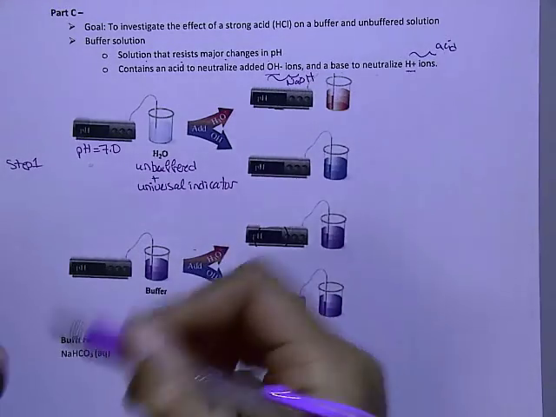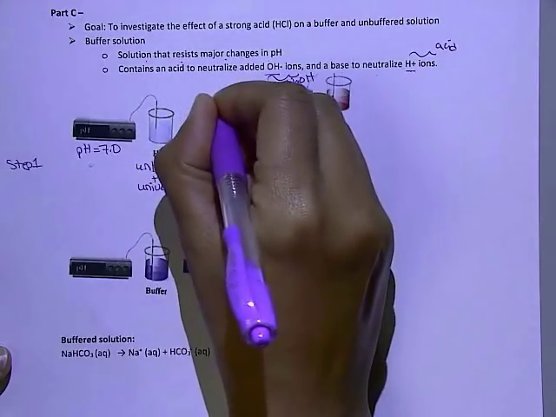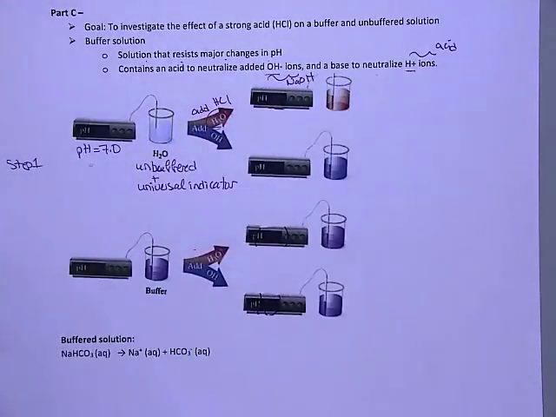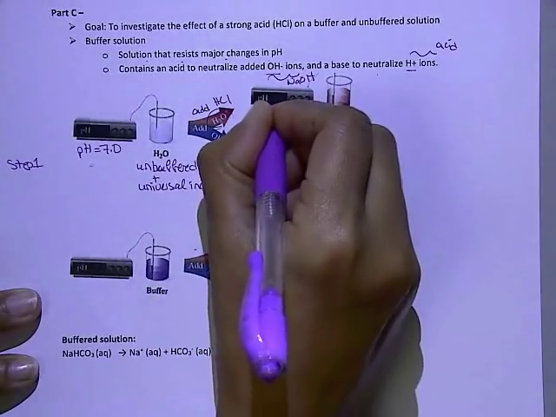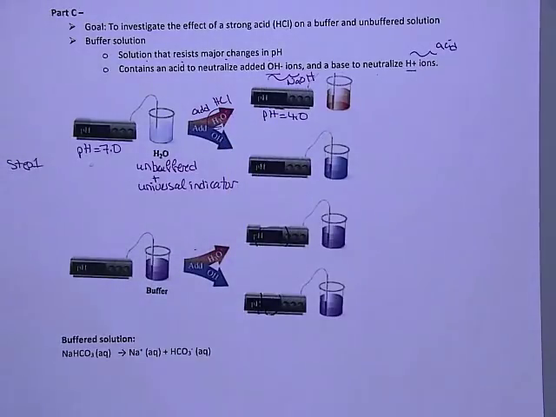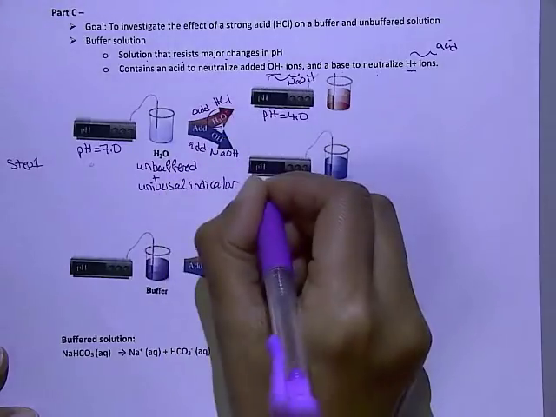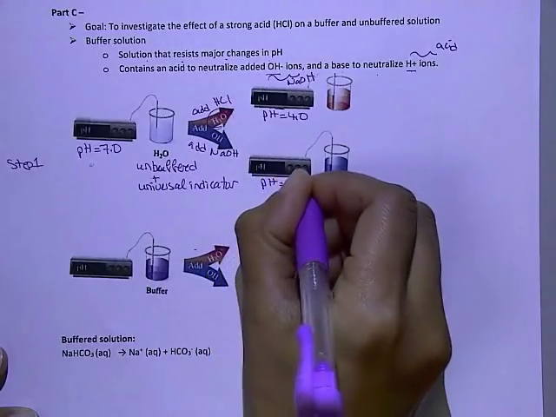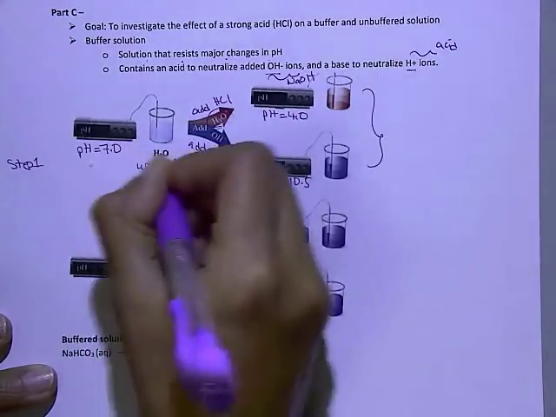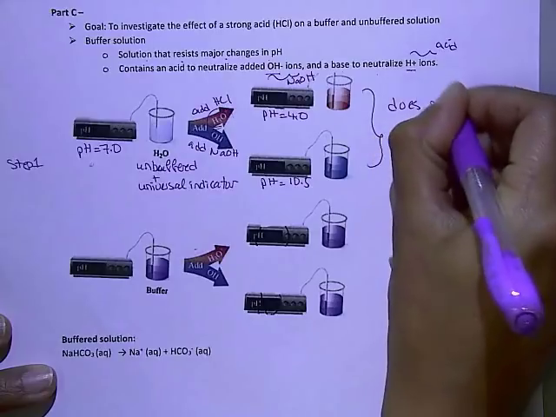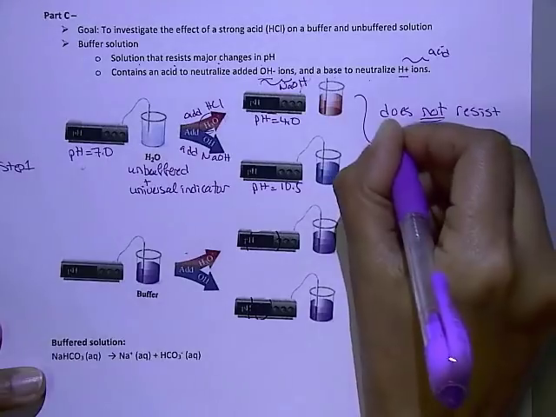So for this specific example, if you have an unbuffered solution and you add an acid, which supplies hydrogen ions or hydronium ions, you're going to see a change in pH, and you can't read this here, but that change of pH is 4.0. If you add a base, so for example, if you add sodium hydroxide, that change of pH is going to go up, right? Because remember we talked about acids being less than 7, bases being greater. Here, this solution does not resist major changes to pH.